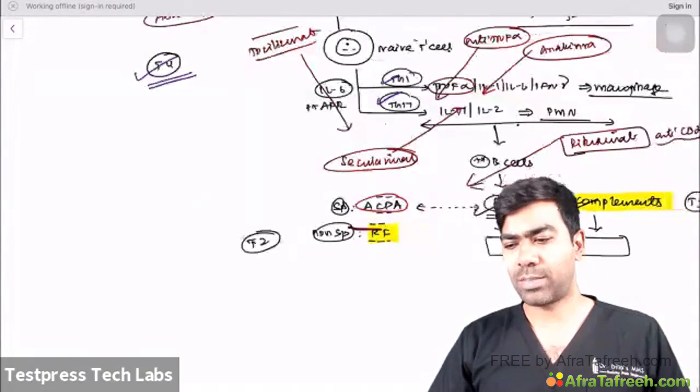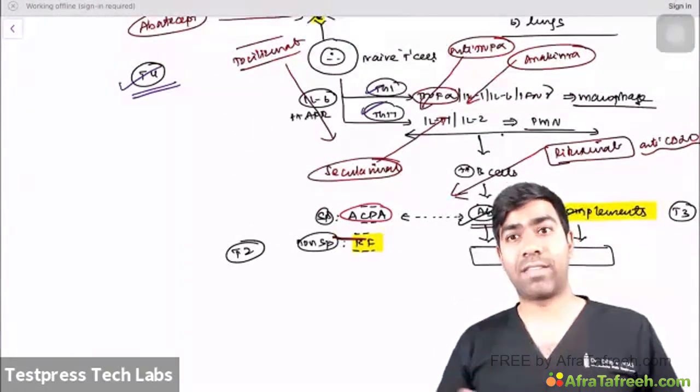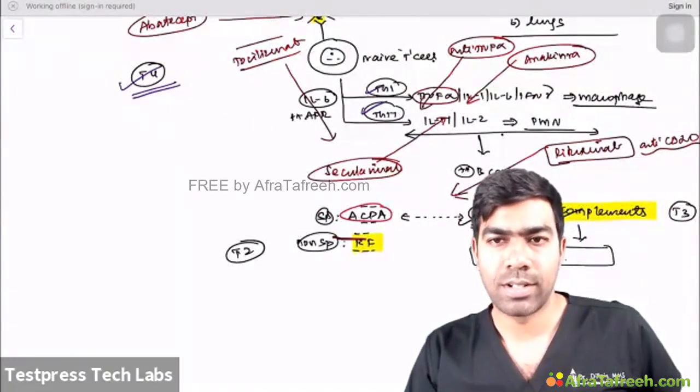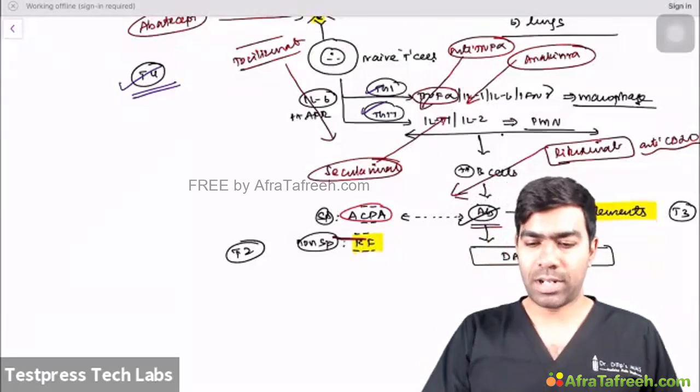Riju is asking for an example of cytokines. Examples are interferons and interleukins. I mean, that could be a question in the exam.